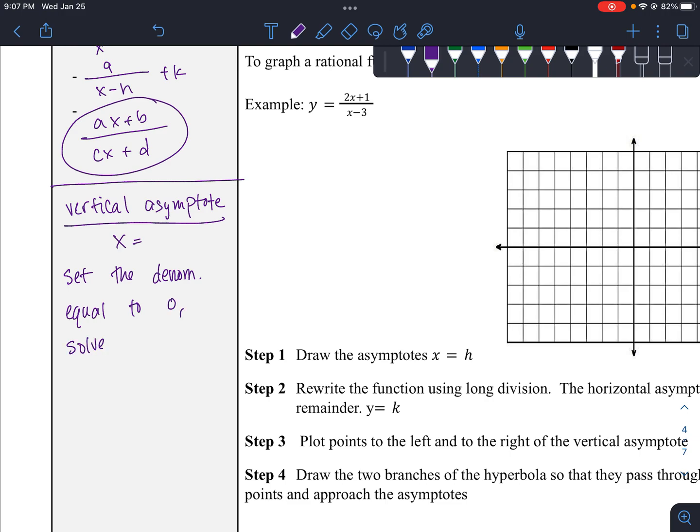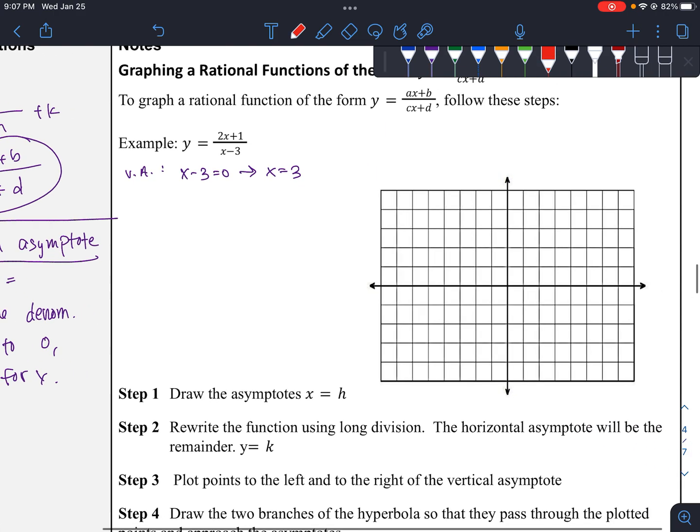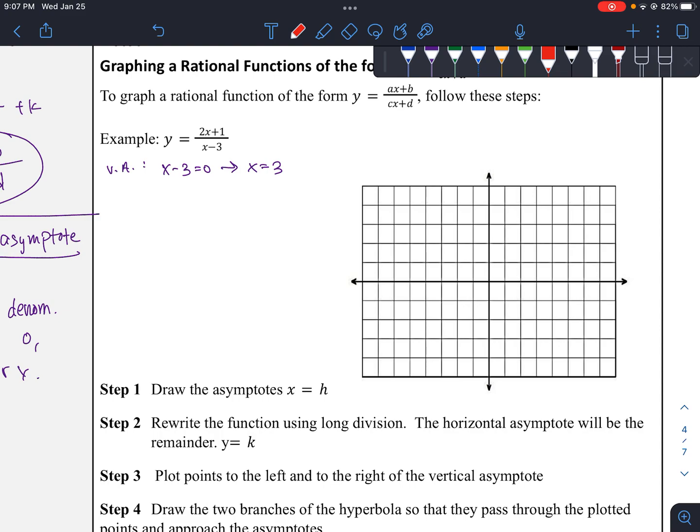and solve for x. Okay, so for this example here, if I want to find the vertical asymptote, I'm going to take the denominator, so x minus 3, set it equal to 0, and solve for x. So in this case, x will be equal to 3, and that's going to be the vertical asymptote. So 1, 2, 3, right here.